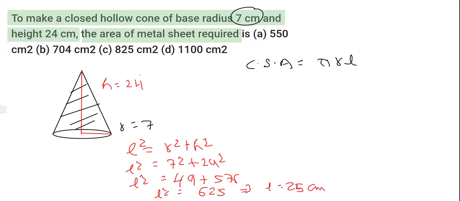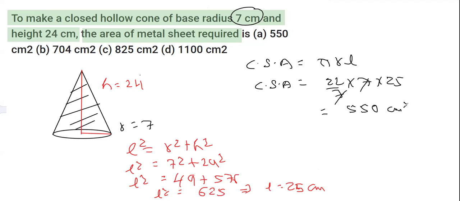Now we are simply going to plug in the values to get the CSA. Pi is 22 over 7, the radius is 7, and l we calculated as 25. 7 and 7 get cancelled. So it will come as 550 centimeter square, as it is an area. So A is the correct answer for this.